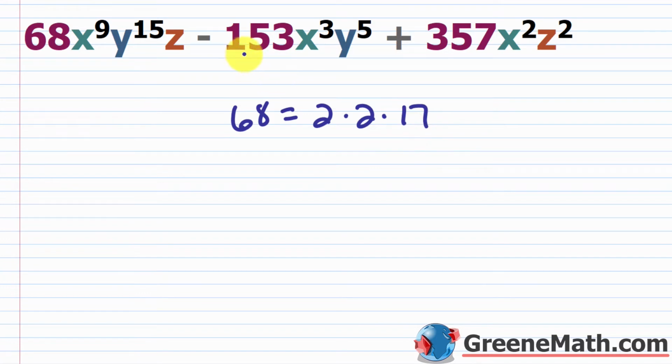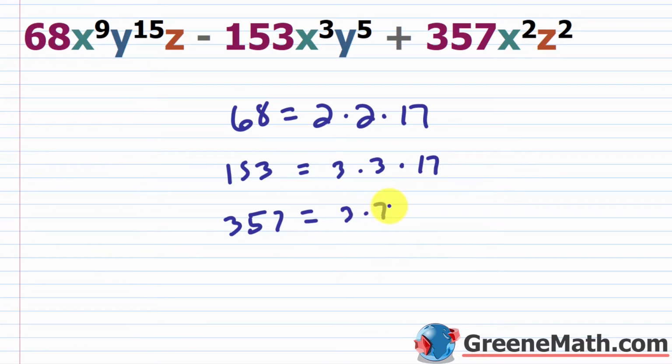Now I know that this is odd and this is odd, so you can rule out 2 being there. So let me write 153 and 357. So this is where you can really shortcut things. You don't have to go around and guess or use the divisibility rules. You're just going to try to divide each one of these by 17. If one of them fails, then the GCF, at least the number part, is 1. So 153 divided by 17 is 9. So this is actually 3 times 3 times 17. And then if I divide 357 by 17, I get 21. So 21 is 3 times 7. So let me write 3 times 7 and then times this 17. So we can see that the 17 is going to be common to everything.